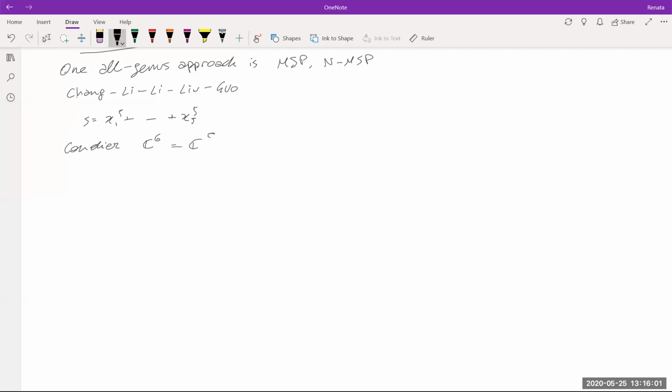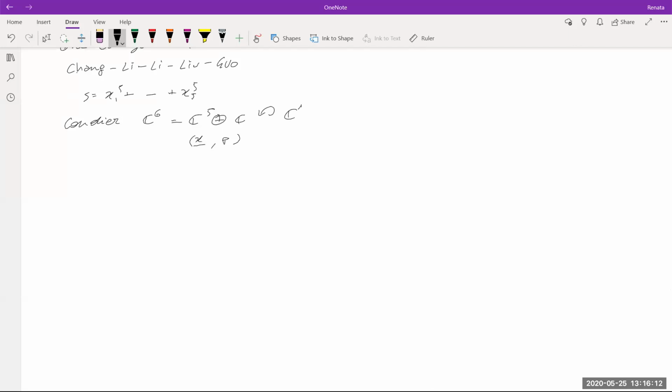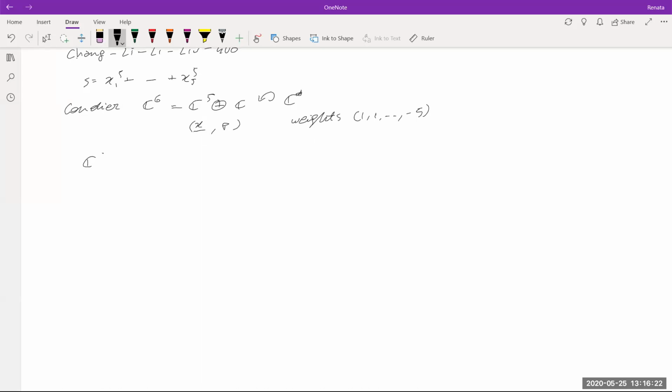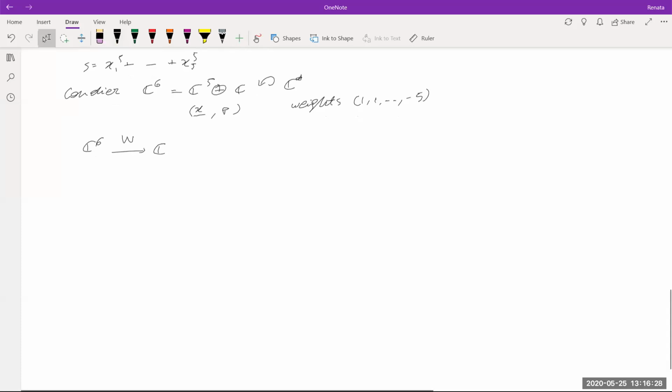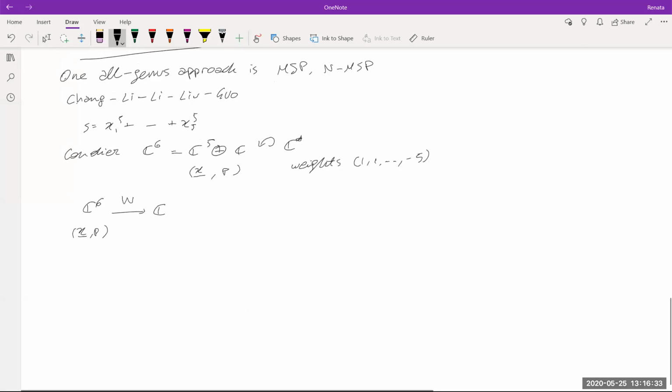Now they consider C^6 as C^5 plus C with coordinates x and p. They consider this together with a C-star action with weights 1, 1, 1, 1, 1 and -5, and with a superpotential W, which is C-star equivariant and comes from S and is given by (x, p) mapped to S(x) times p.